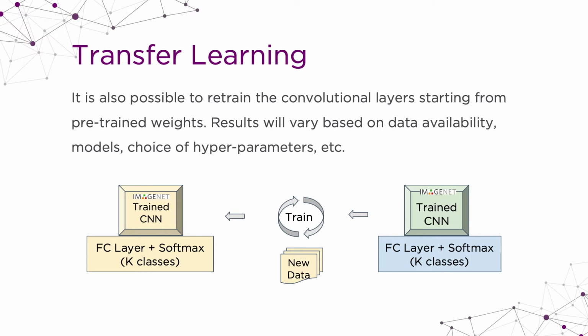Another little point is you don't necessarily have to only freeze these layers. It's also possible to retrain the convolutional layers based on pre-trained weights, and this can also work well depending on how you do it. This will also be impacted by the different choices that you make in terms of the model and the hyperparameters that you choose. So you might want to be careful when selecting the learning rate, for example, if you're training from a pre-trained CNN, because you don't want your weights to change too dramatically right from the start. You want to help the network preserve what it's already learned to begin with.